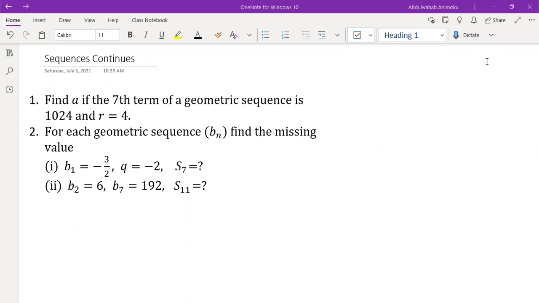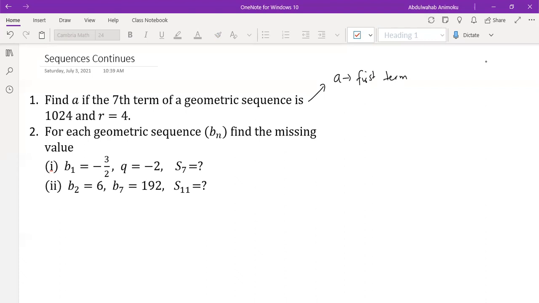In today's video, we're going to look at how to solve more problems on sequences, and in specific, we'll be looking at geometric sequences here. Now, let's look at the first problem. The first problem says, find A if the seventh term of a geometric sequence is this and the common ratio is this. So A is the first term, referred to as A here. So let's see how we can solve this.